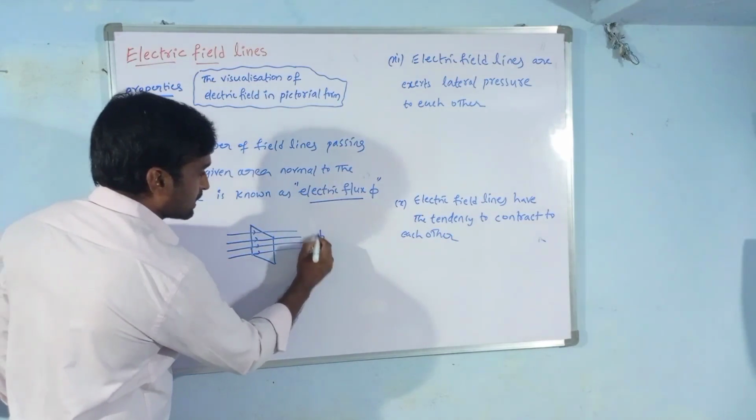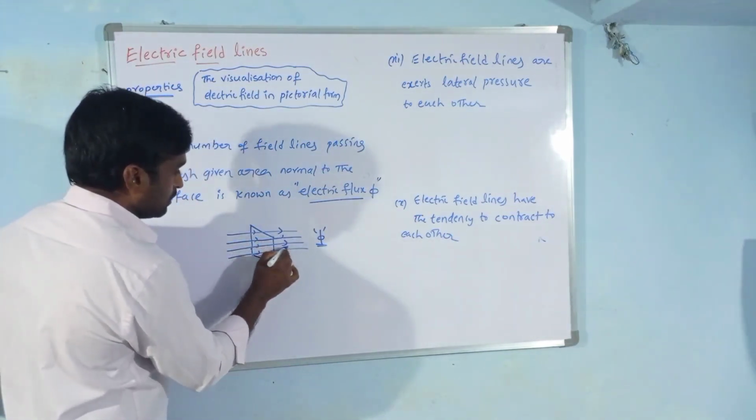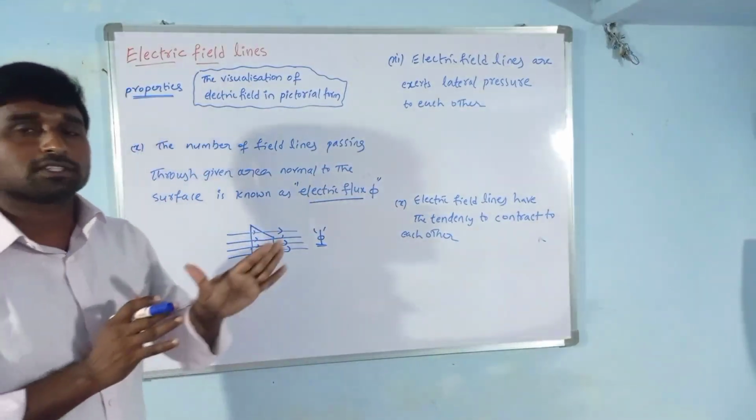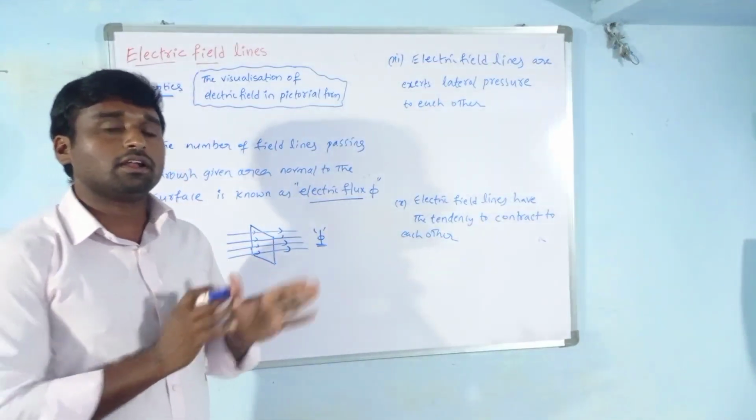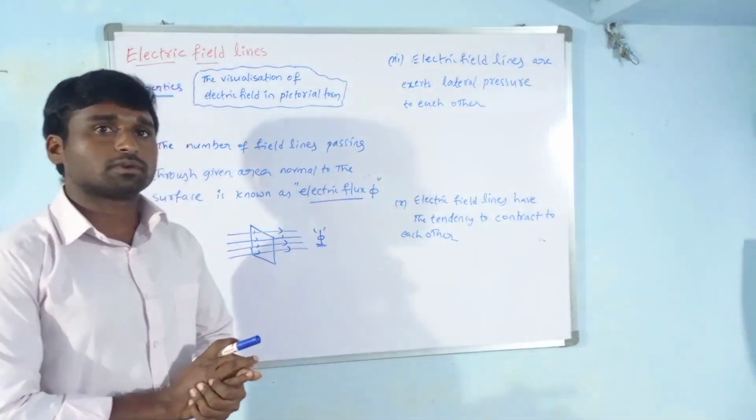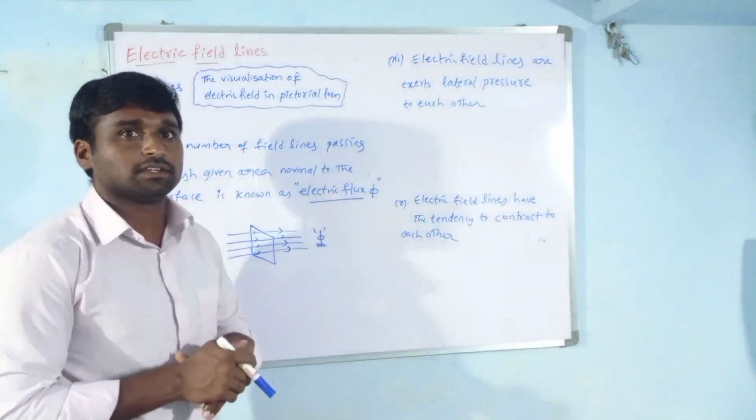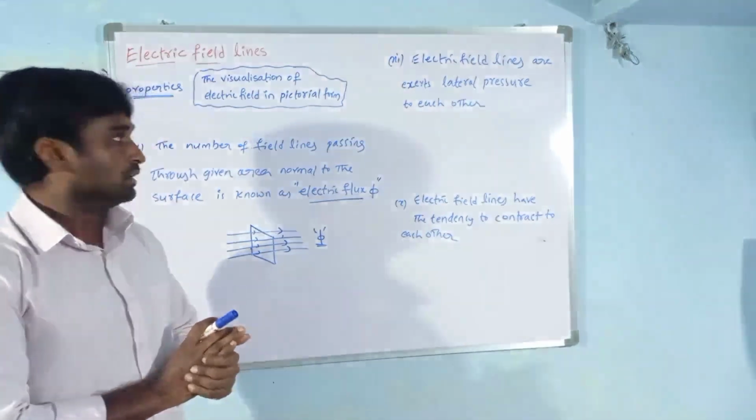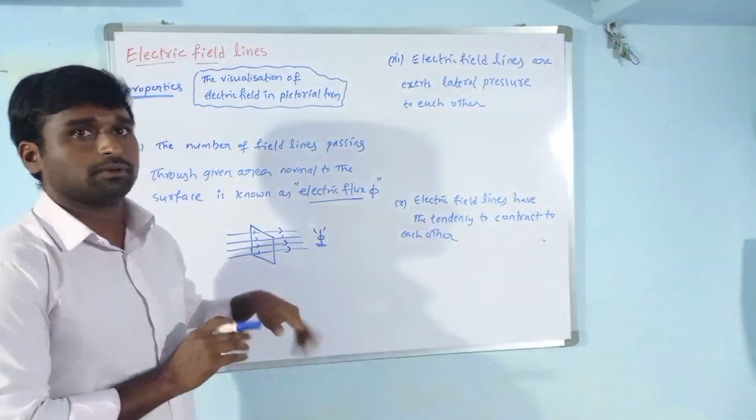This electric flux is denoted by phi. So electric flux is nothing but the group of lines passing through a given surface area in a direction normal to that surface. What is the direction between field lines and surface? That is exactly perpendicular. So this is electric flux. We will study this topic clearly in the next video.